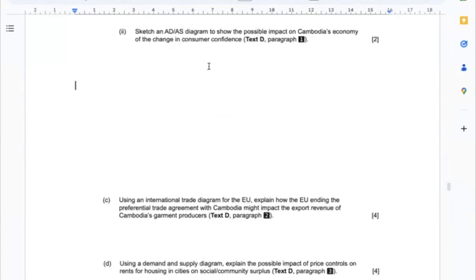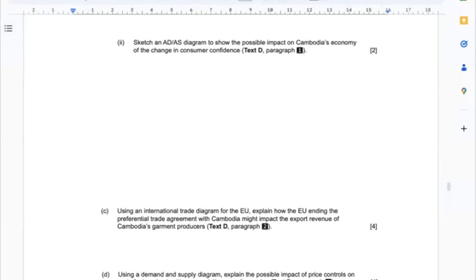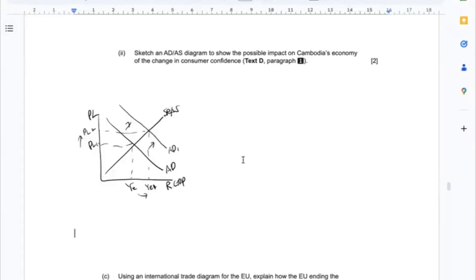Question B2. Using an AD-AS diagram, show the possible impact on Cambodia's economy of the change in consumer confidence. The text says there is improved consumer confidence, and it would shift the AD to the right, as illustrated in the diagram.